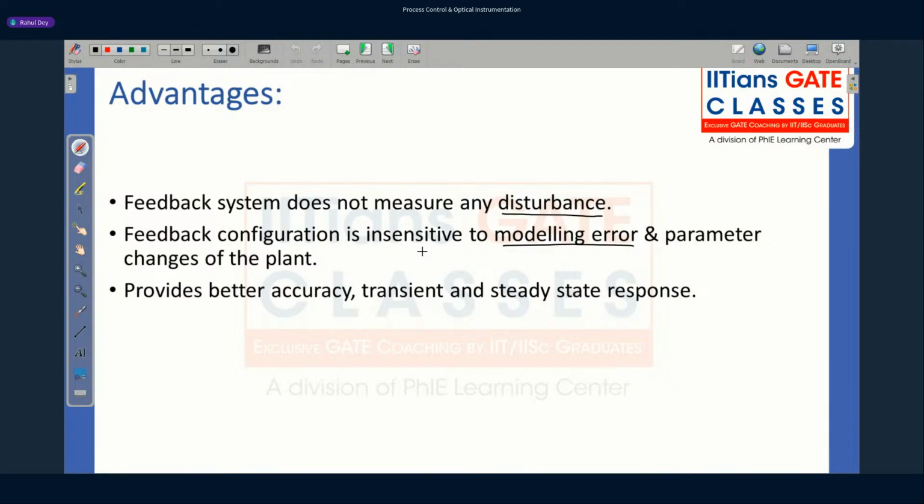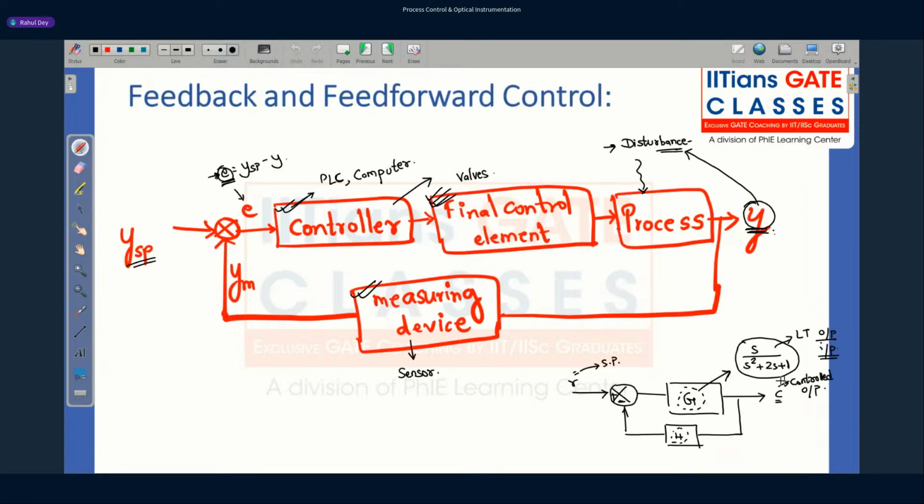Okay, insensitive. Why? Because if there is some error present over here, and we are giving the system a certain set point, my controller will negate the effect of this modeling error automatically. If my transfer function is stable, then only it can do so. If my transfer function is unstable, then for any input I cannot get a stable output. But if my transfer function is completely stable, or a proper transfer function, then for any set point, even if there is modeling error, suppose I have written s plus 1, then also for a particular value of input, I will get a particular value of output. Okay.